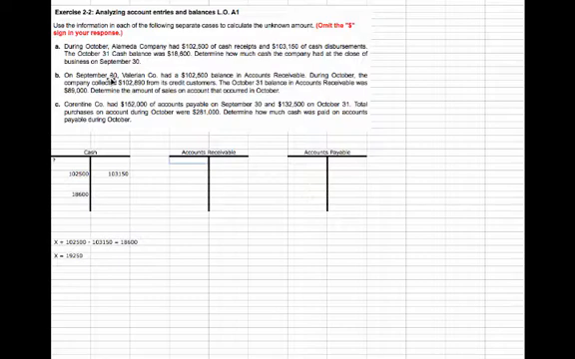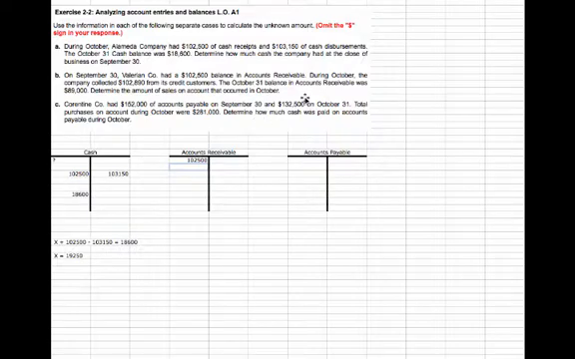Accounts receivable is one of these types of accounts on the balance sheet that is not going to zero out at the end of the month. The ending balance in one month is going to be the beginning balance in the next month. So therefore, the ending balance on September 30th is our beginning balance for October 1st. So what we're going to do then is put in here $102,500 as the beginning balance on October 1st for the company.